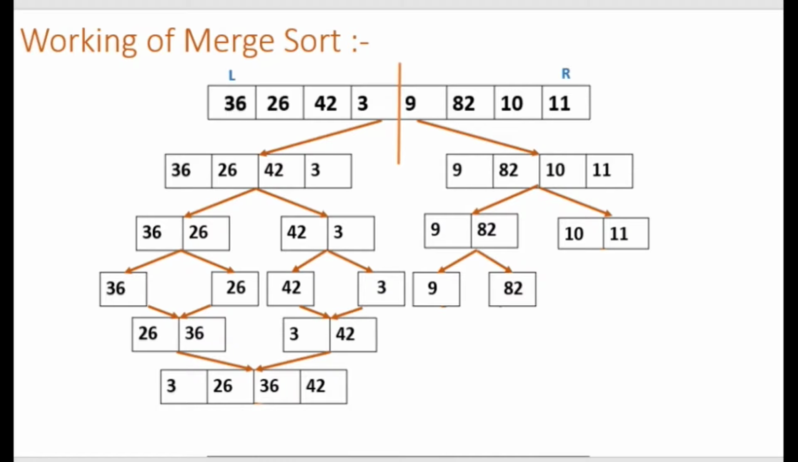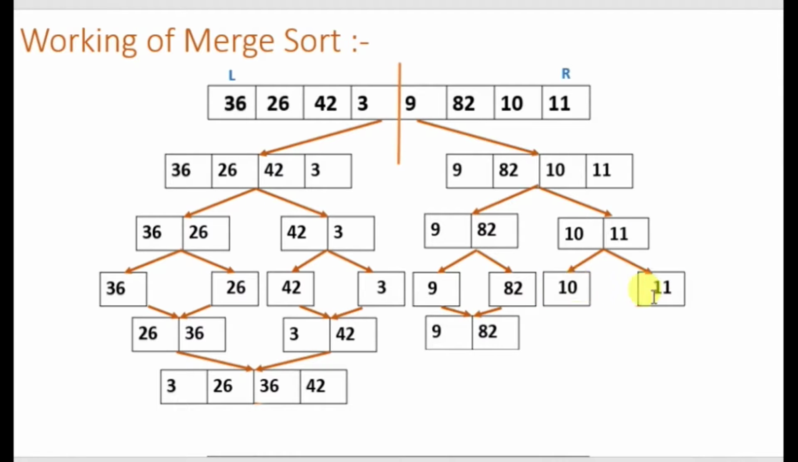So here 9 and 82 are separately considered as sorted lists. We have two sorted lists, so we can perform the merge procedure on them. After performing the merge procedure, we will get 9 and 82 as the resulting list. So here we have 9 and 82 as a sorted list. Again merge sort will recursively call on this subarray 10 and 11. It will get split into two single lists. One will contain 10 and the other will contain 11. 10 and 11 are separate now.